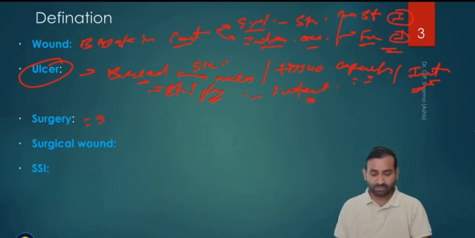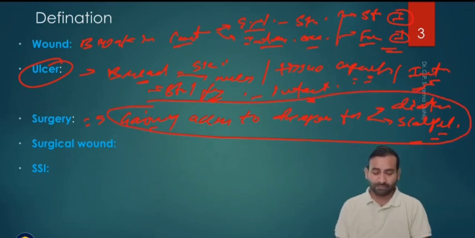And what is surgery? Surgery is the process of gaining access to the deeper tissues. Here we use either the diathermy instrument, or the scalpel, means the knife, right? After gaining the access, we go into the deeper tissues. That is called surgery. After surgery we do the procedure, right? After the procedure we close the wound, and that wound after closure is called the surgical wound. Is that okay?